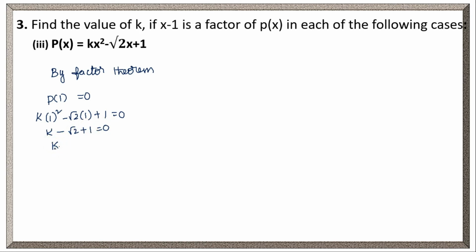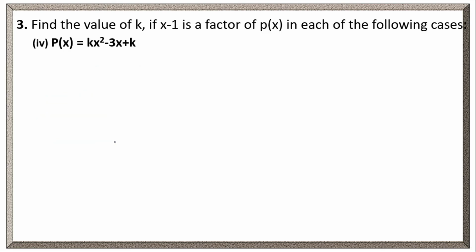Let the k be in the left hand side. The remaining terms you take to other side. Minus root 2 if I take to other side, it will become plus root 2. Plus 1 if I take to other side, minus 1. So the k value is root 2 minus 1. Right? Let us see the next case.